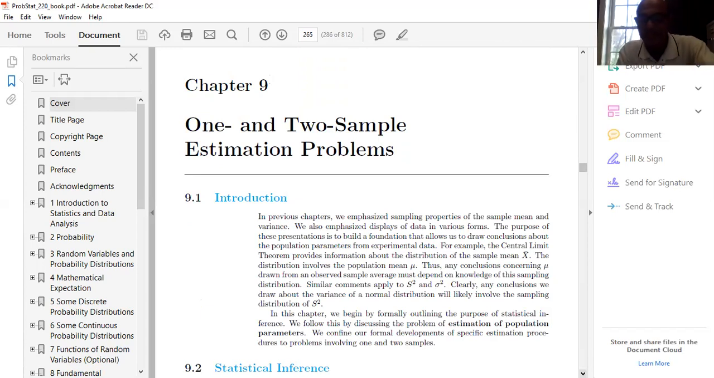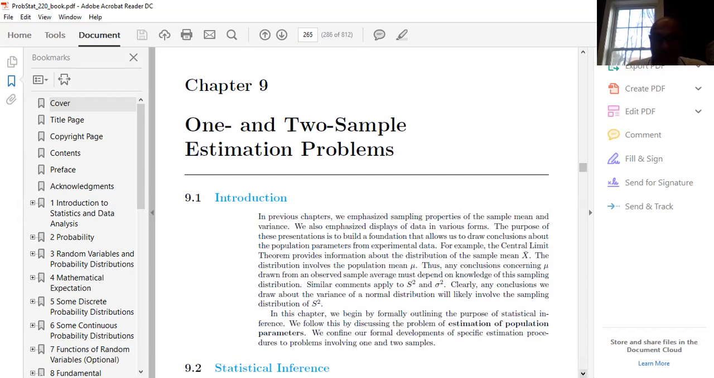Look at here, guys. The purpose of this chapter is to build a foundation that allows us to draw conclusions about the population parameters from experimental data. For example, the central limit theorem provides information about the distribution of the sample mean x bar. The distribution involves the population mean mu, and thus any conclusions concerning mu drawn from an observed sample average must depend on knowledge of the sampling distribution. And similar comments apply to s square and sigma square, right?